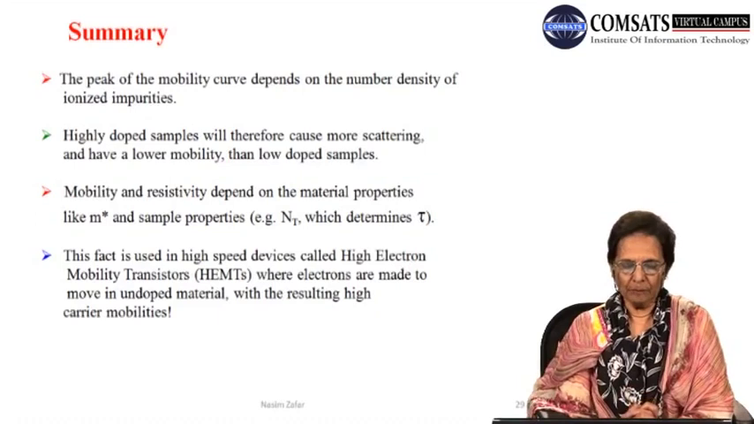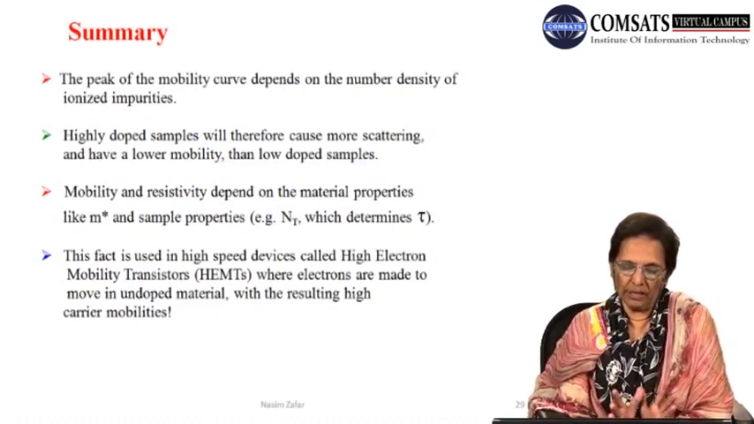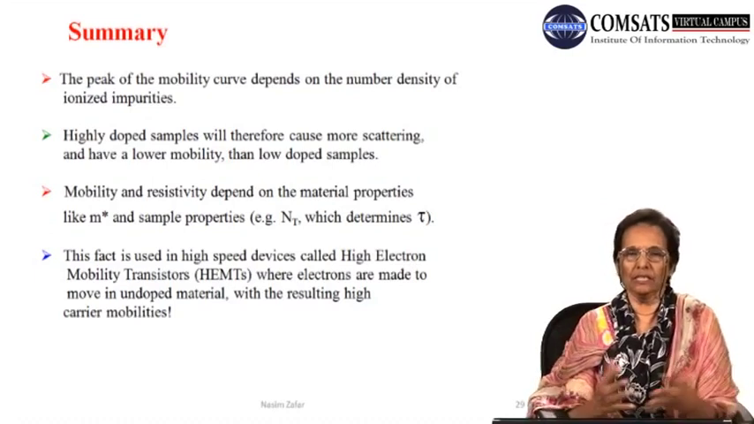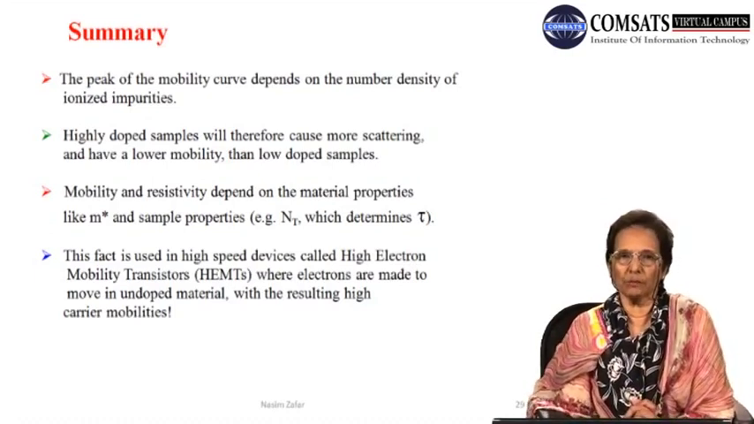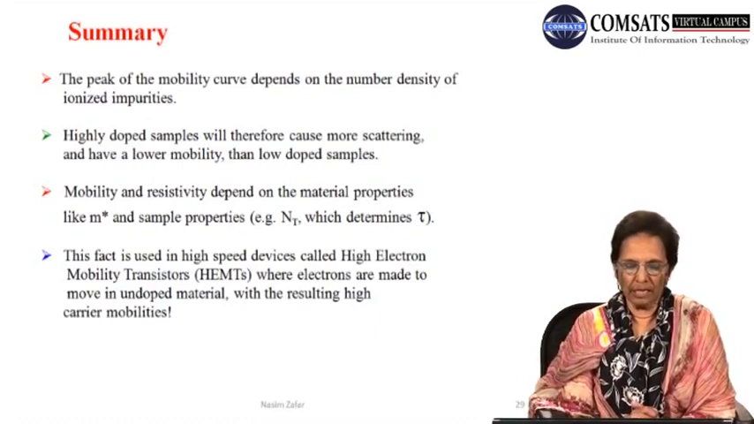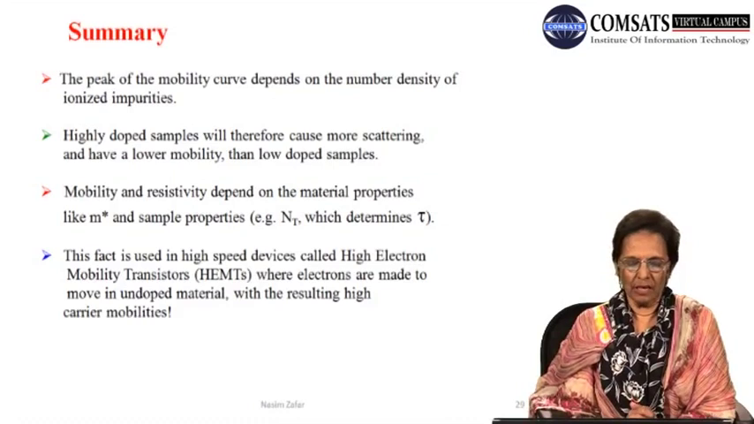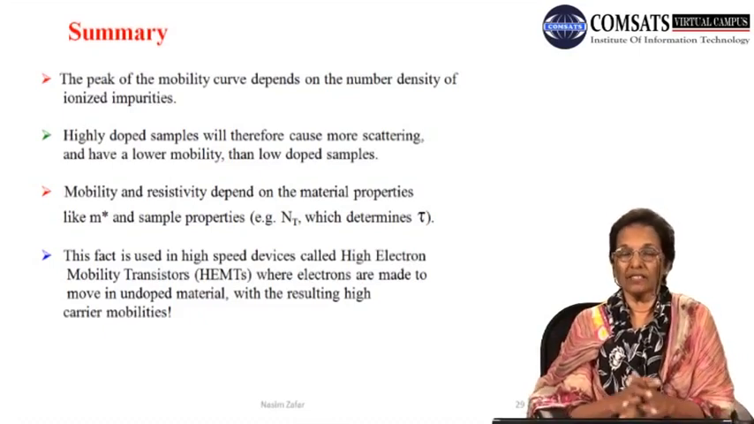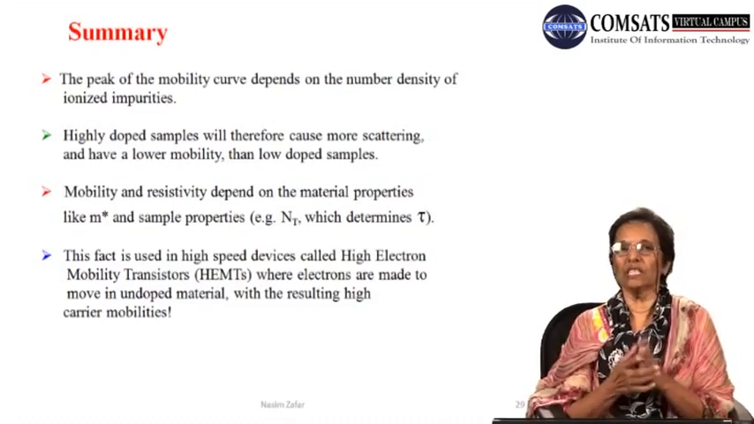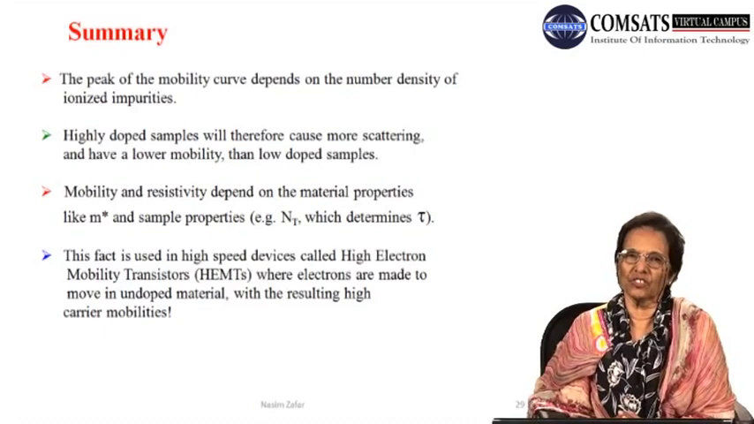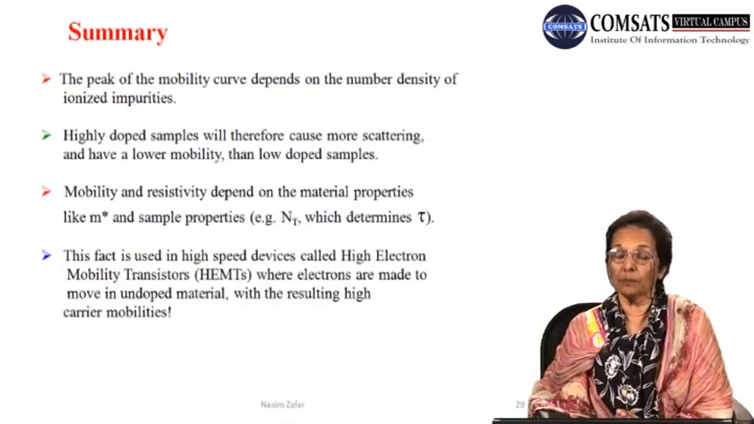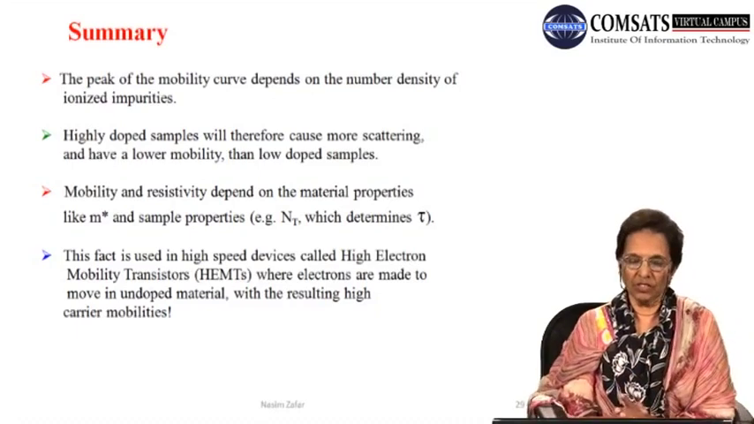And in low doped samples, in which you require higher electron mobility, obviously the mobility will be higher, and this property can be utilized in high-speed devices called high electron mobility transistors, where electrons are made to move in undoped material with the resulting high carrier mobilities. So we can join point number four with point number two: in the intrinsic material or in the low-doped materials, even though the carrier concentration is small, this fact of low carrier concentration can be compensated by achieving higher mobilities.